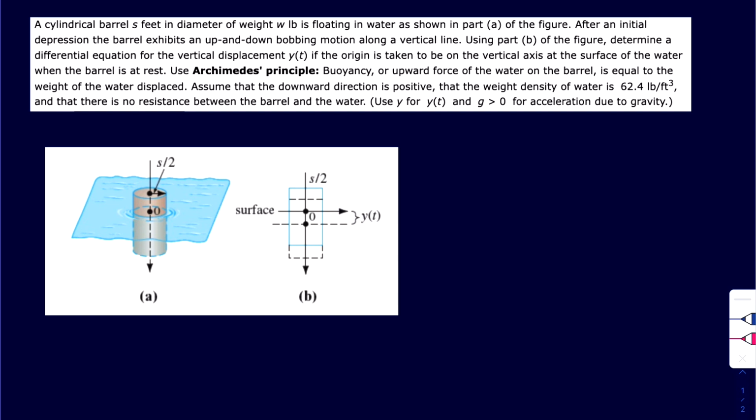We can use y for y(t), and g greater than 0 for acceleration due to gravity. So we're just keeping it in terms of g. We don't have to plug in for gravity. I think that confused a few folks. All right, so let's check it out. We have a cylinder, right? And what we're looking for is the volume, correct?